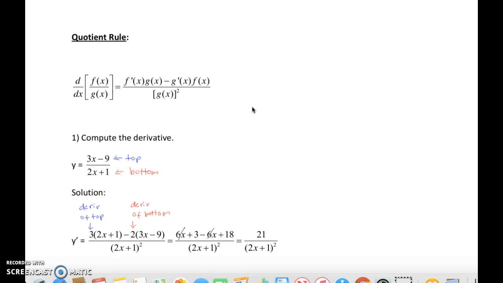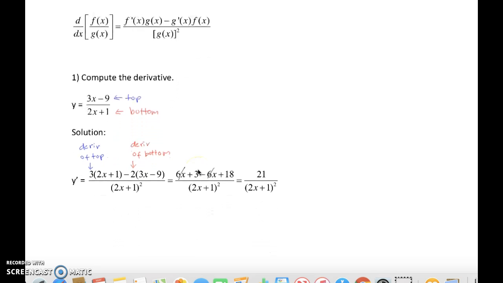And so we're going to go ahead and take a simple example here, and compute the derivative. So we're going to take an example of y is equal to 3x minus 9 divided by 2x plus 1. So 3x minus 9 is our top function, or our f of x. And our 2x plus 1 is going to be our bottom function, which is our g of x. Okay? So the first thing we're going to do is take the derivative of our f of x, or our top function, which is just going to be 3. And we're going to multiply that by our g of x, which is 2x plus 1.